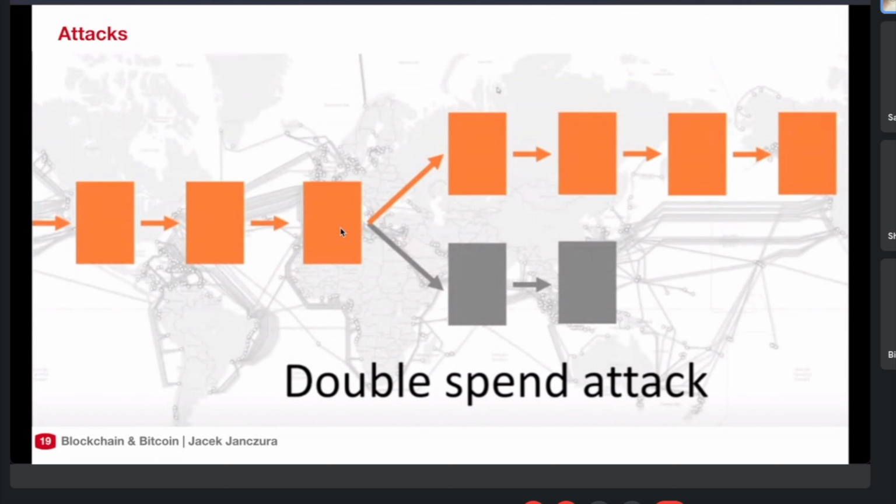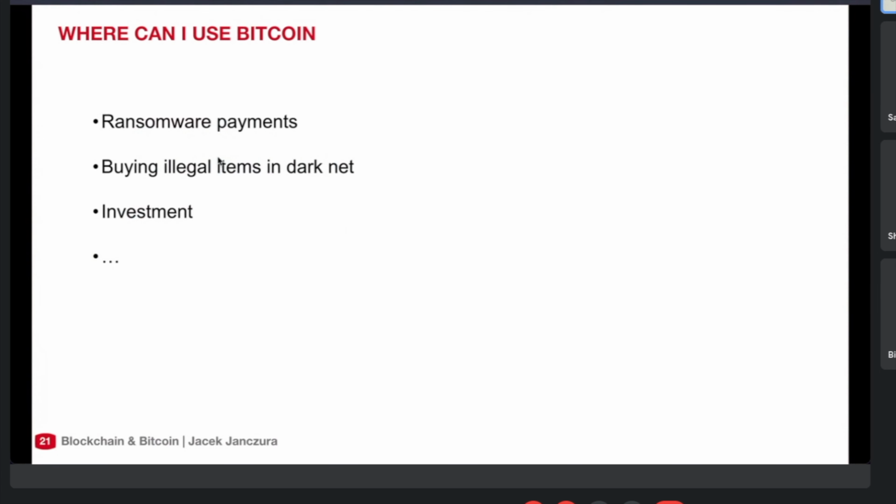So where can we use blockchain? In ransomware payments, so if someone hashed your drives and is asking you for ransom, you can pay him in Bitcoin or other cryptocurrency. Buying illegal stuff in the darknet, investment.